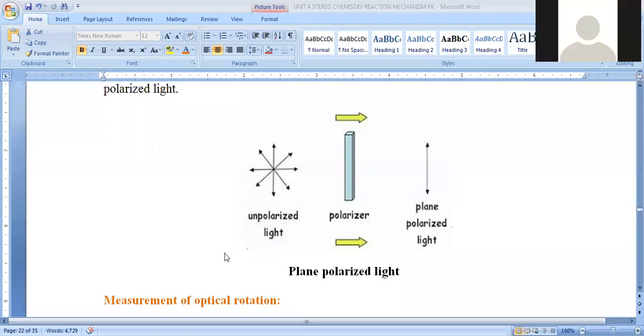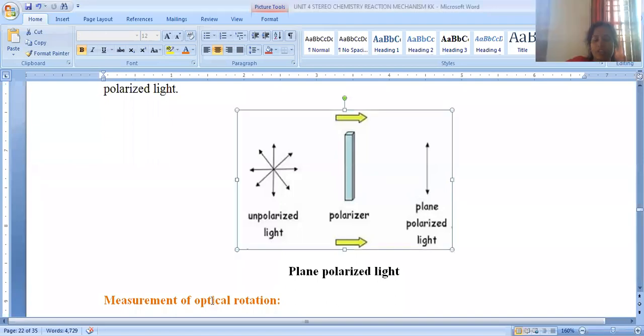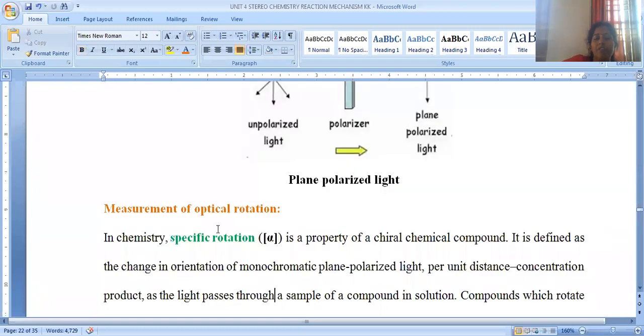Now, let us see how we can measure this optical rotation. How can we measure the extent to which the light is rotated, and what is the process? So, measurement of optical rotation. Optical rotation is also called specific rotation. The specific rotation is denoted with alpha. This alpha is the important characteristic property of all chiral molecules. When we take optically active or chiral molecules, they possess a characteristic specific rotation value.